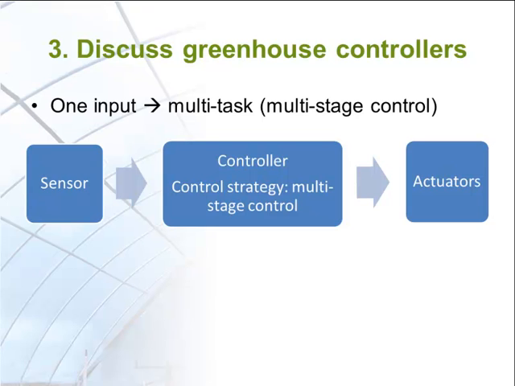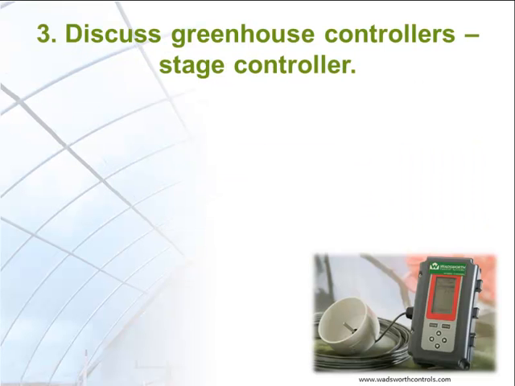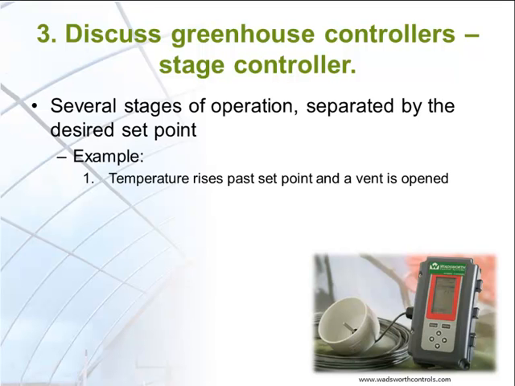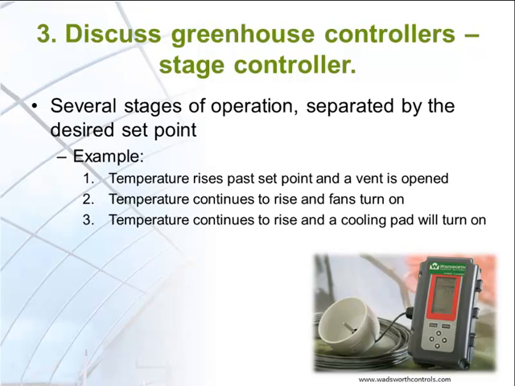The next level up of controller type is capable of multi-stage control by triggering either one or more actuators. Multi-stage control of cooling is common for greenhouse climate control. Multiple temperature set points are set for controlling different actuators. For example, temperature rises past set point and a vent is opened. At the second stage, the temperature continues to rise and the fans turn on. In the third stage, the temperature continues to rise and the cooling pad will turn on.